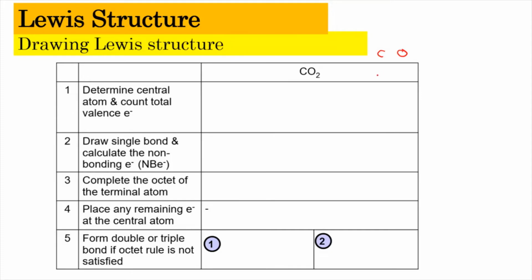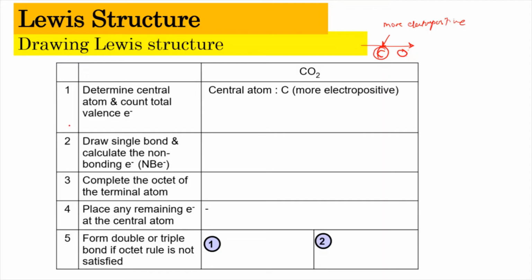Yes, it needs to be the most electropositive. So between carbon and oxygen, carbon is more electropositive. Okay, because you have learned in chapter 3 that across a period, the electronegativity increases. So you know that carbon will be the more electropositive in comparison to oxygen.